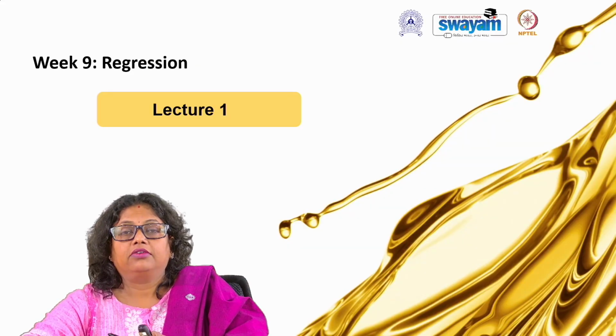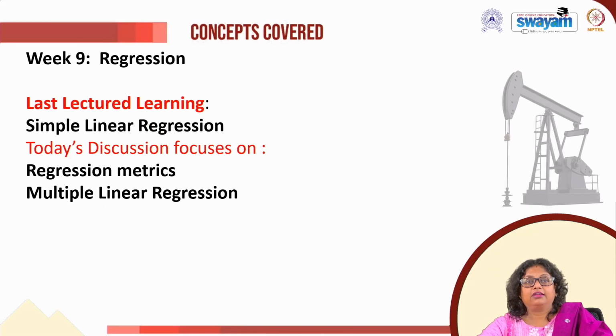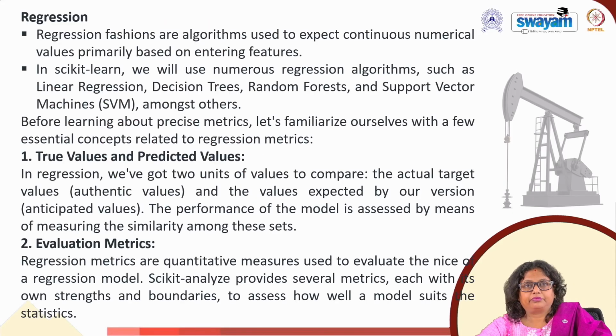In the last class, we started linear regression. In today's discussion, we are going to focus on the regression metrics and then multiple linear regression. As we discussed in the last class, in linear regression we talk about three types of regression: one is simple linear regression, the next is multiple linear regression, and lastly we have polynomial regression. So what is this regression, why is it important, and why are we going for these regression metrics?